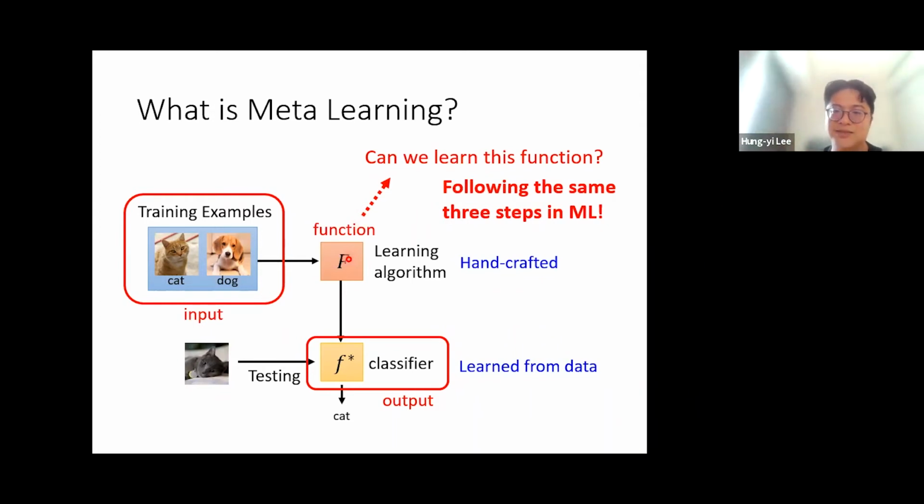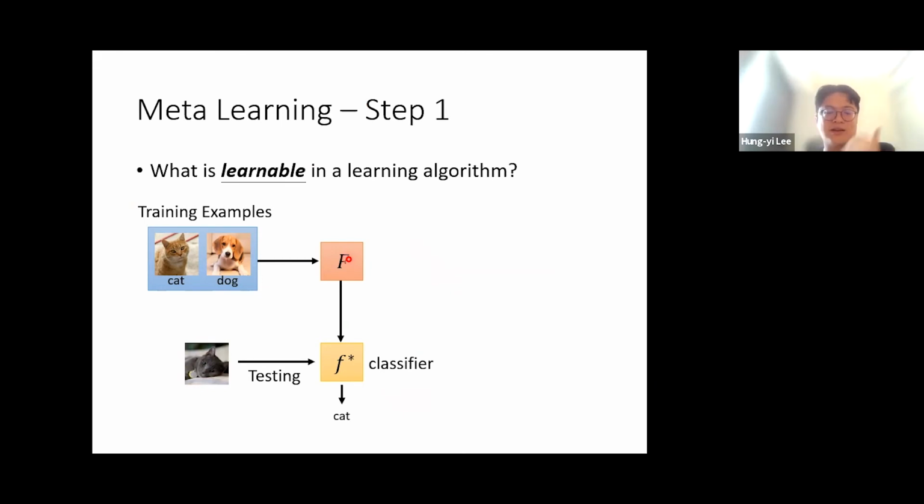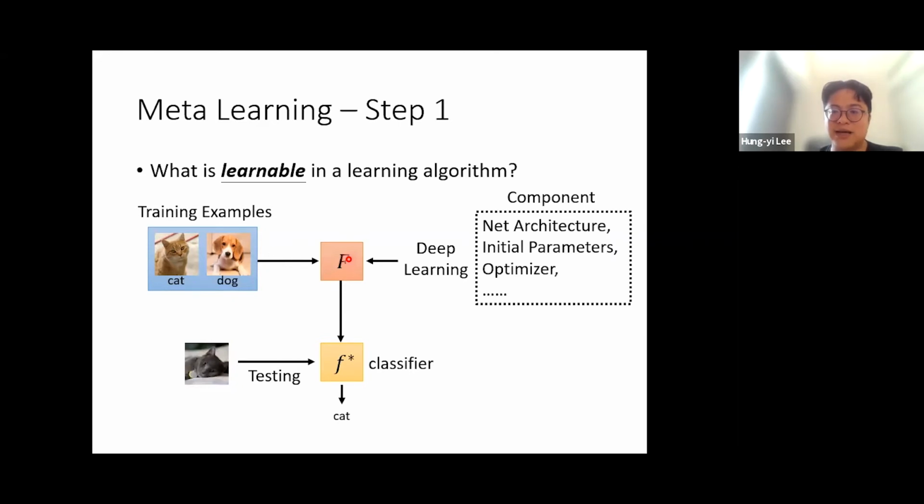So let's go through the 3 steps. The first step is to determine what is learnable in a learning algorithm. So in machine learning, you determine what is learnable in your model. For example, you want to learn weights and biases of all the neurons. How about a learning algorithm? What do we want to learn in a learning algorithm? For example, let's consider deep learning. In deep learning, the parameters are learned from the data. However, there are lots of different components which are handcrafted. For example, your network architecture, your initial parameters, your optimizer, they are handcrafted. Can we learn those components?